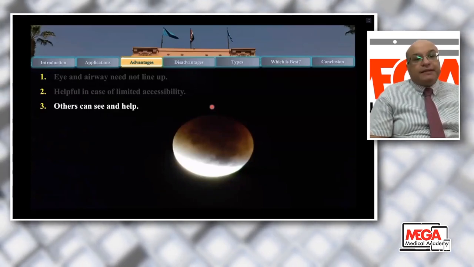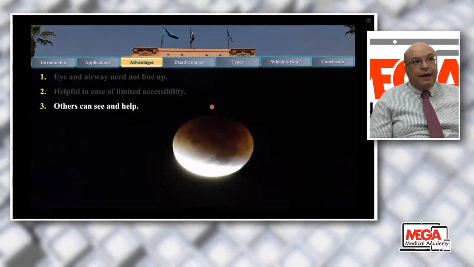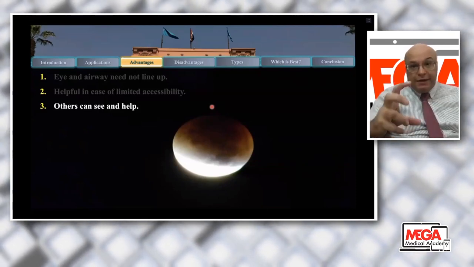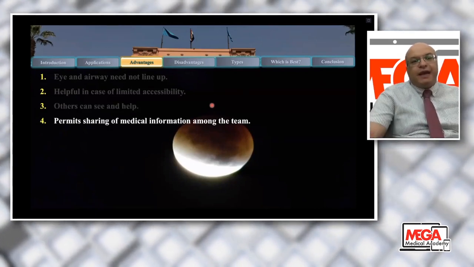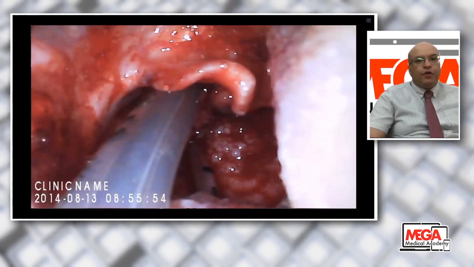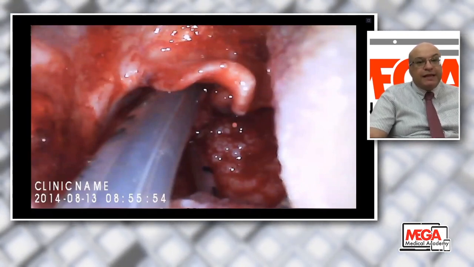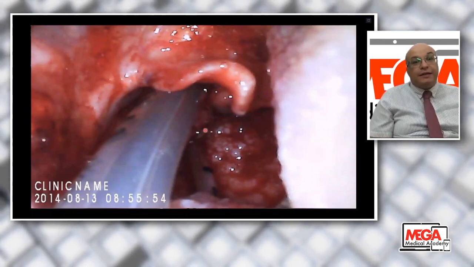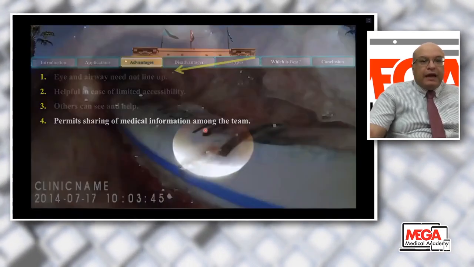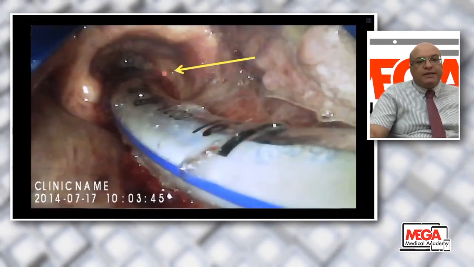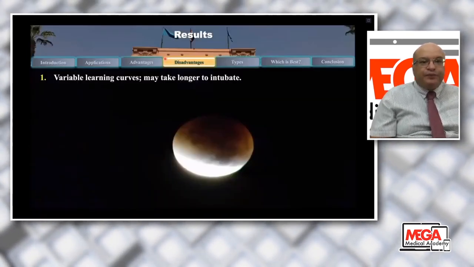Also, another benefit is that others can see and help you. If you have a difficulty, you need some advice from others. They are sharing the image on the remote screen and can help. It also permits sharing of medical information among the team during intubation. You might find, like we found here, some papillomatosis, and you call the ENT surgeon to take a decision and change the surgery for the patient. And same if you have a tracheal web discovered during intubation with the glidoscope, as you can see here.